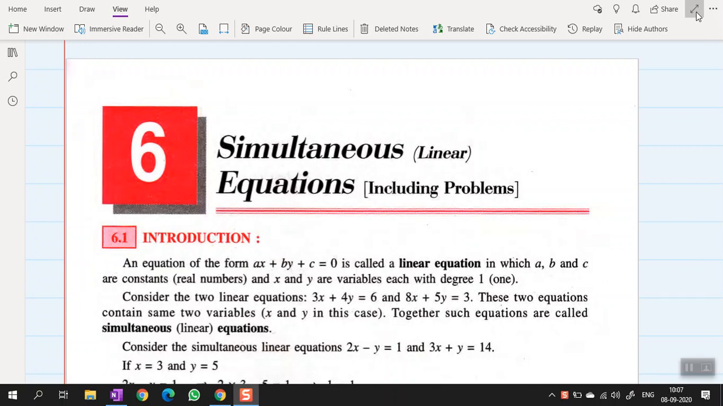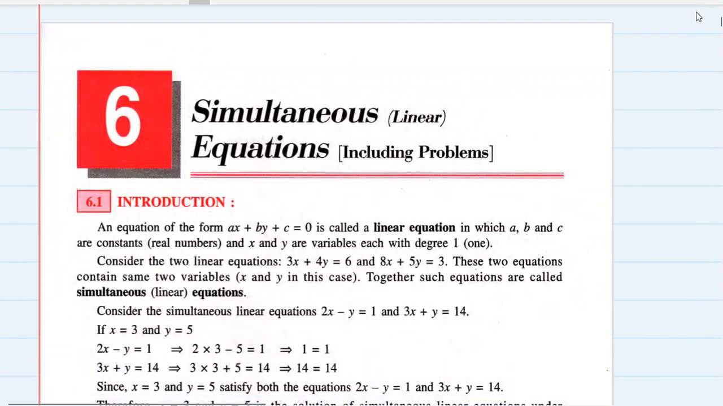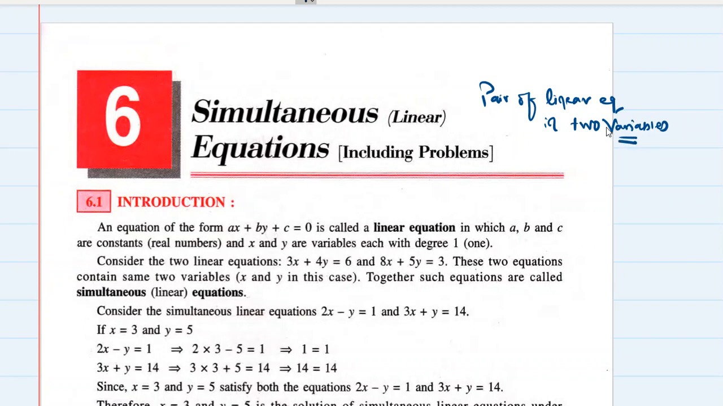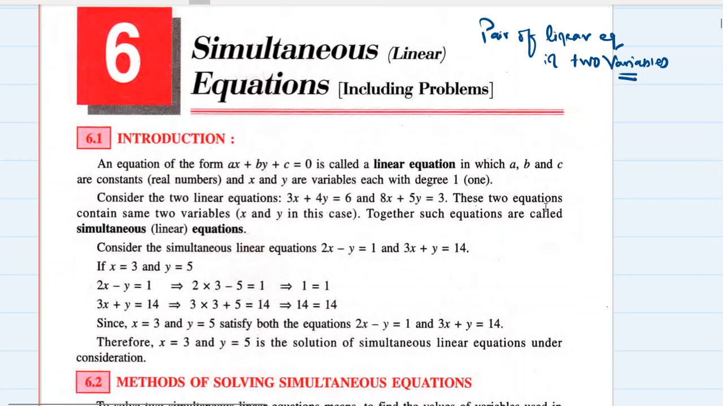Welcome to the next chapter of Mathematics, Chapter 6, Simultaneous Linear Equations. Or you can say linear equations, pair of linear equations in two variables. That's another name for this chapter. Pair of linear equations in two variables. Now that says it all, what this chapter is all about, but still we'll have a proper introduction according to the textbook and then we'll start solving the questions.